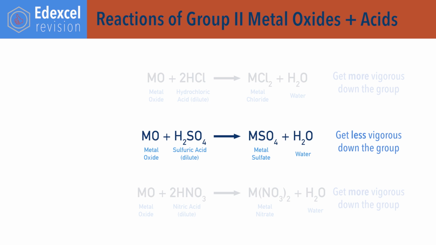This is because a metal sulfate gets formed, and as the solubilities of the group 2 metal sulfates decrease down the group, if an insoluble metal sulfate forms on the surface of the metal oxide, the reaction can no longer proceed as the acid is unable to get to the remaining metal oxide.